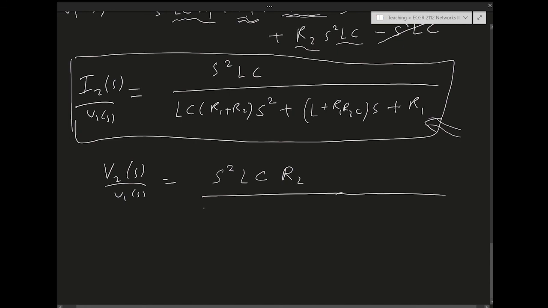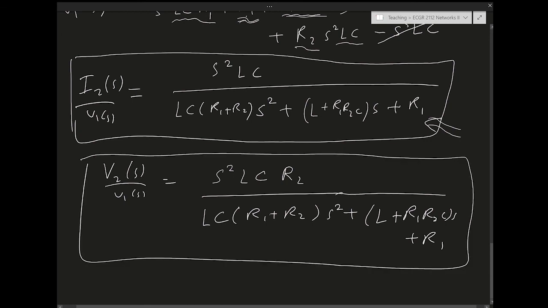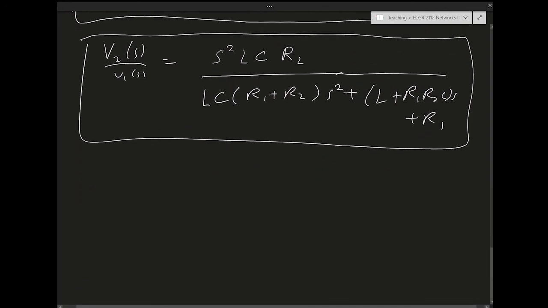Okay, the denominator is the same: LC(R1 + R2)s² + (L + R1R2C)s + R1. And this is the other transfer function.